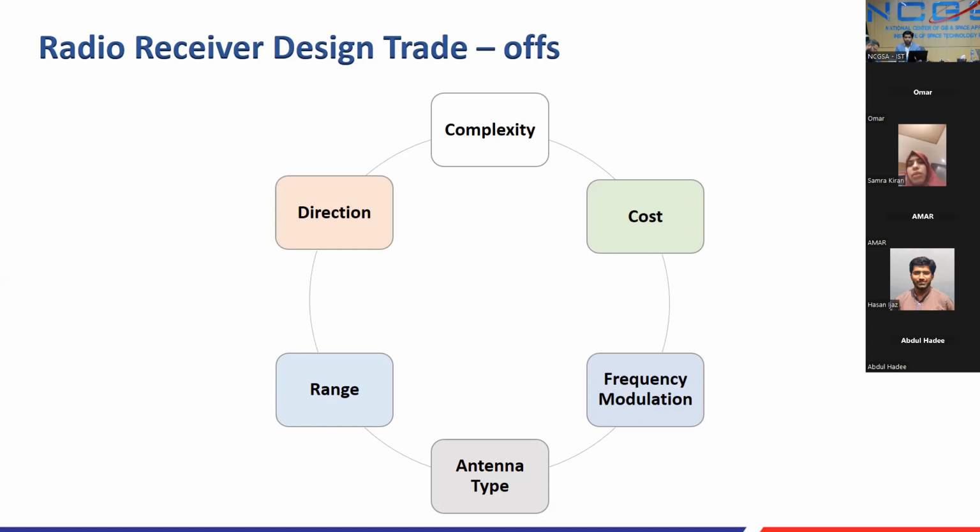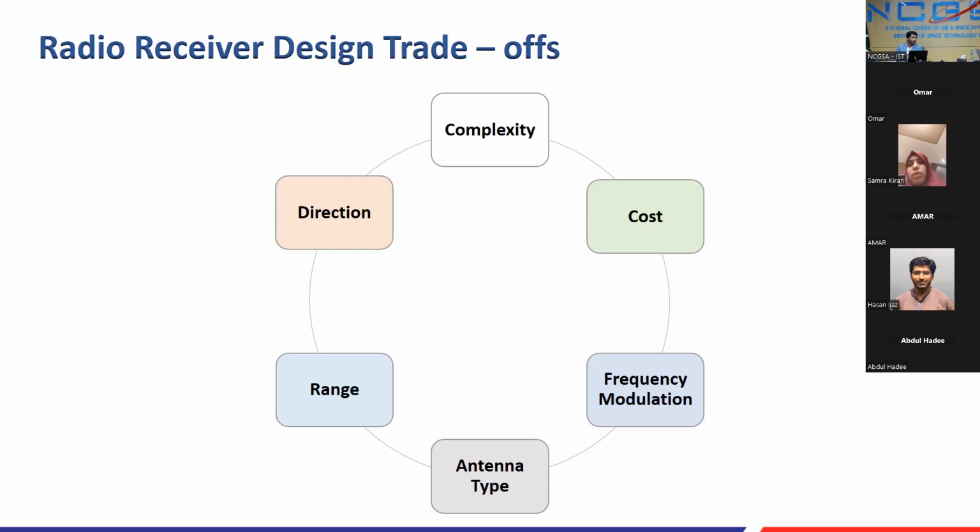So antenna type we usually ignore, but it also plays a big role. You need a directive antenna, a low noise antenna, an LNB antenna for satellite reception. So antenna type also plays a role in your receiver design architecture. Then the receiver range and the direction.